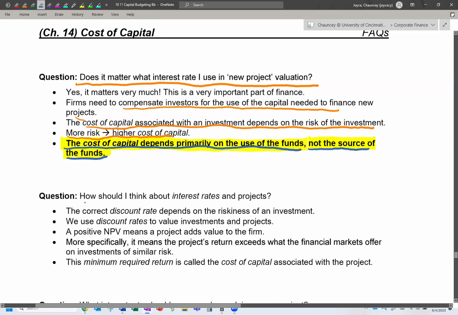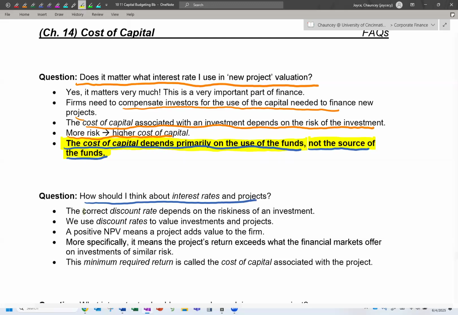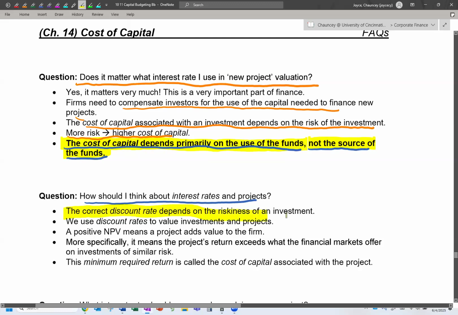How should I think about interest rates in projects? So let's talk about these. The correct discount rate depends on the riskiness of the projects. We use discount rates or cost of capital on investments in projects. When we have a positive net present value, that means a project adds value to the firm. It means a project's return exceeds what financial markets offer on investments of similar risk.